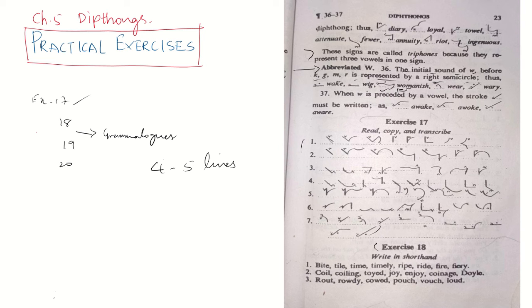Now the 18th exercise: first write this in shorthand. For example, the first one we have is bite. So in your notebook, write bite here once. Now you try to attempt the outline. In bite we have two consonants, B and T. The first diphthong which we are hearing is I, after B. So I is a first place diphthong. We need to write above the line. So which stroke do we need to write above the line? There are B and T.